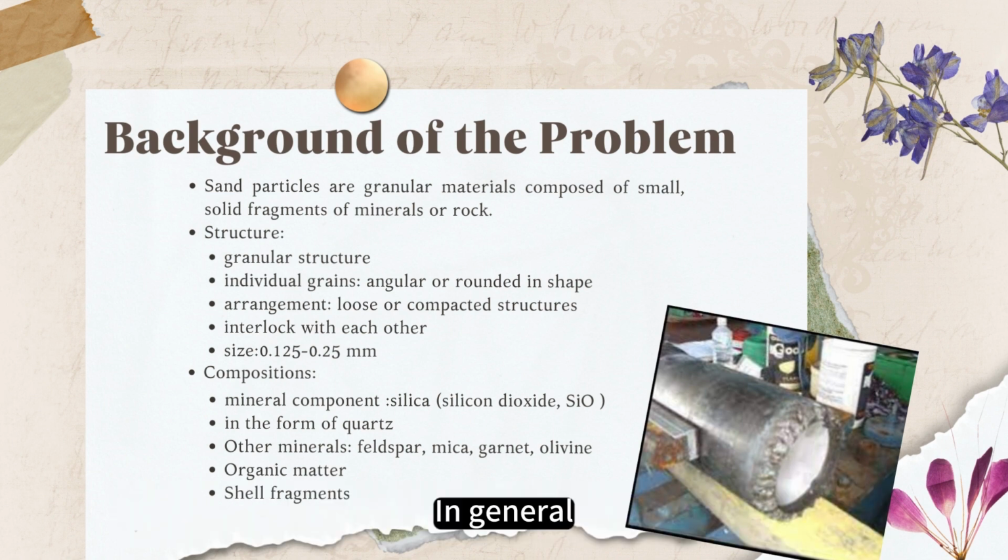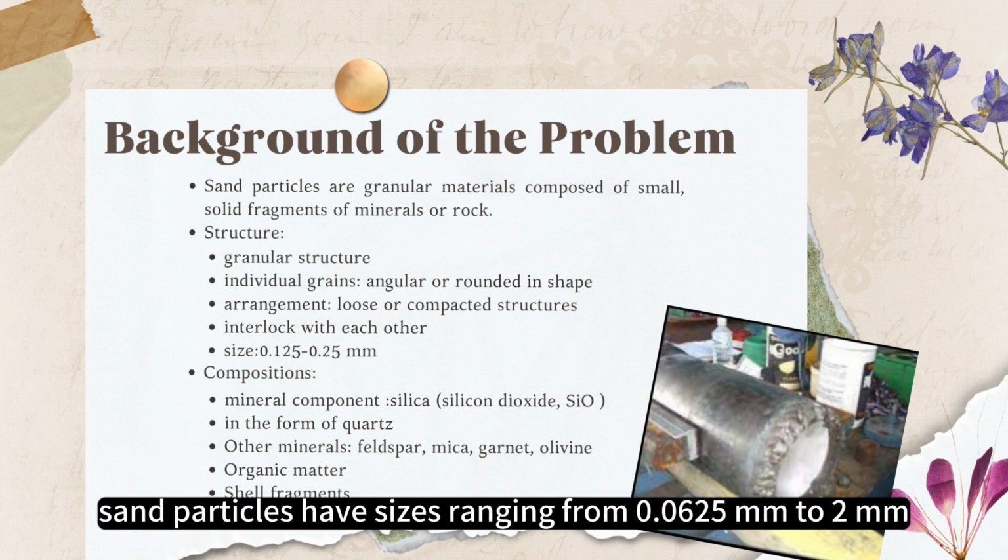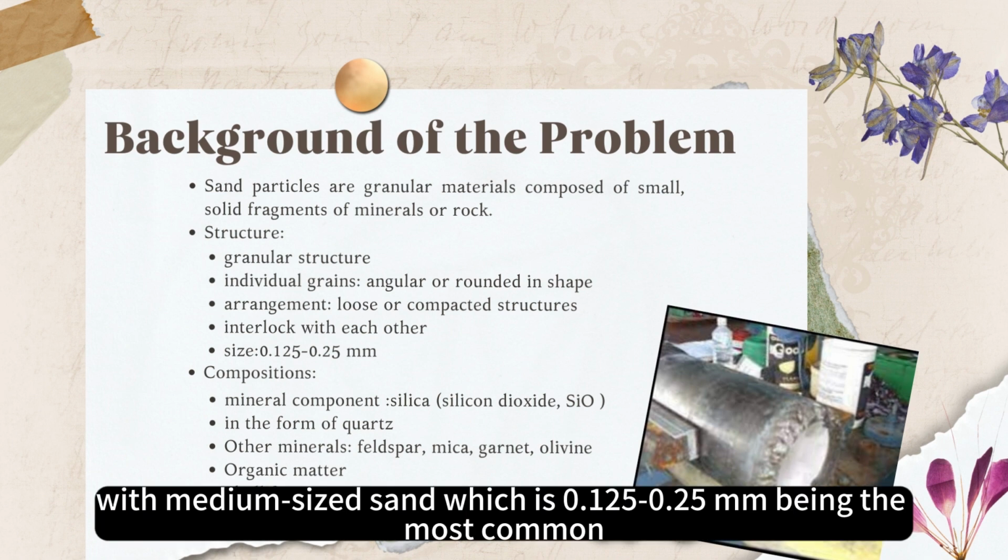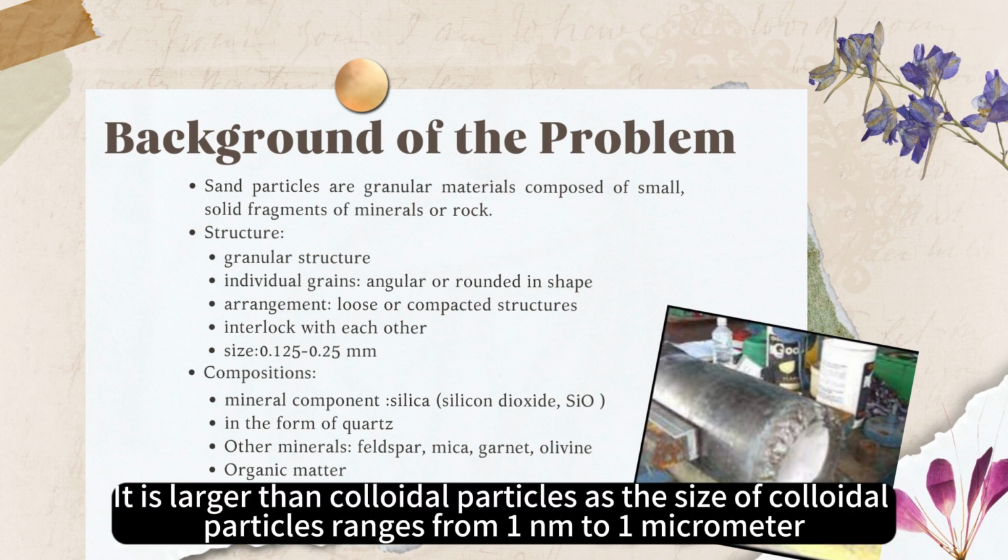porosity. In general, sand particles have sizes ranging from 0.0625 mm to 2 mm, with medium-sized sand, which is 0.125 to 0.25 mm, being the most common. It is larger than colloidal particles, as the size of colloidal particles ranges from 1 nanometer to 1 micrometer.